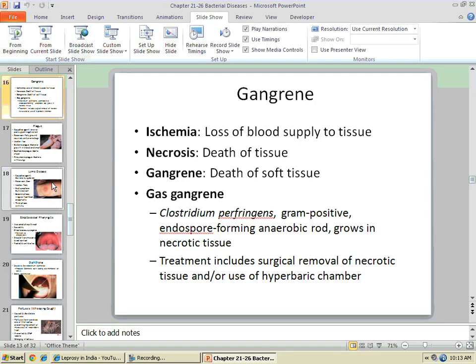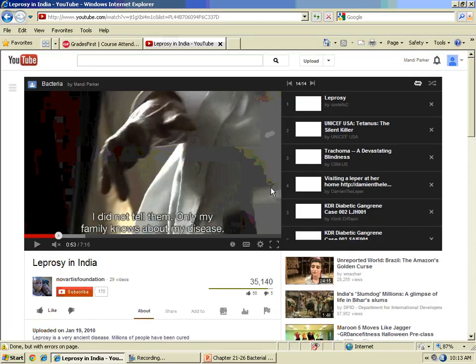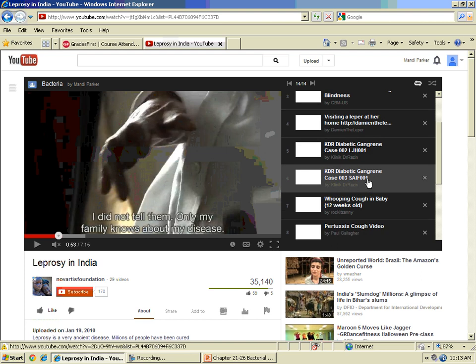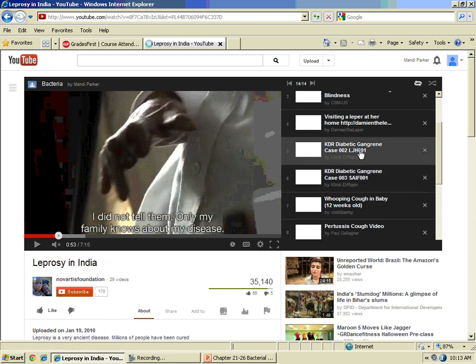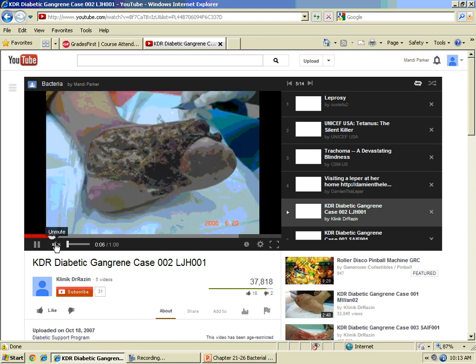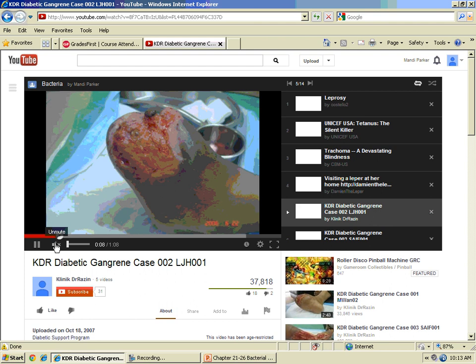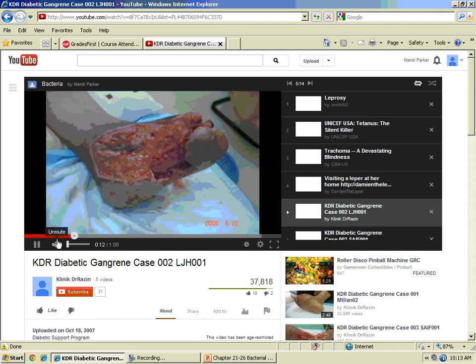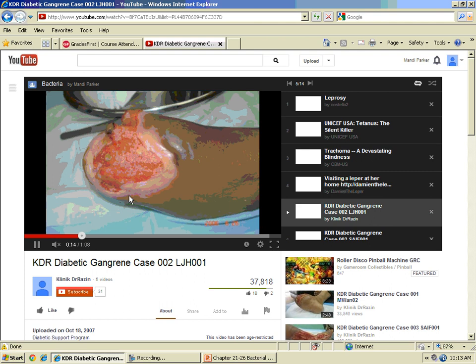Now, I have some pictures or some videos, of course, and these are kind of gross sometimes, so just beware as we watch them. Now, these are diabetic cases. So at first, it's just going to be gangrene, but I want you to try to see if you can tell when it becomes gas gangrene. Can you tell when it becomes juicy, for lack of a better word? See how it's starting to ooze?